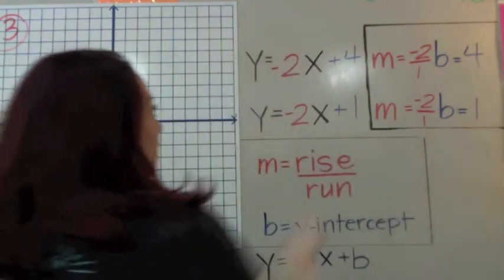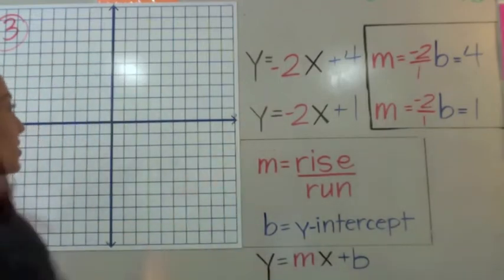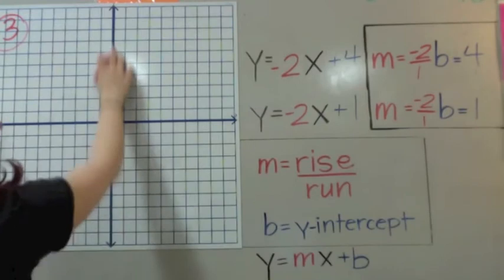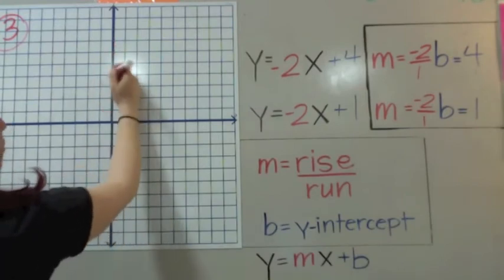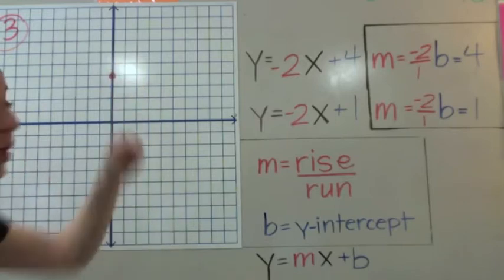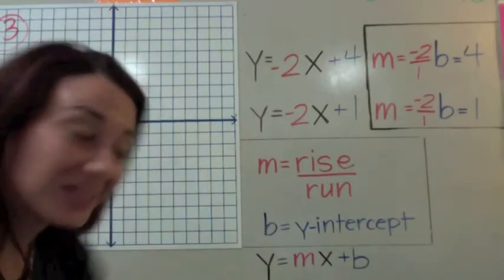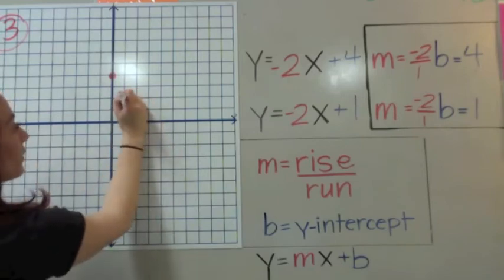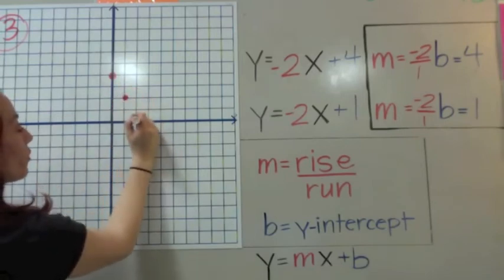So let's go ahead and graph one line at a time. Starting with the first line, the y-intercept is 4. What's the y-intercept? 4. So on the y-axis, we go up 1, 2, 3, 4. Plot our point. From this point, where are we going to go first? We're going to go down. Down 2, 1, 2, and over to the right 1. Okay? Down 2 over 1.